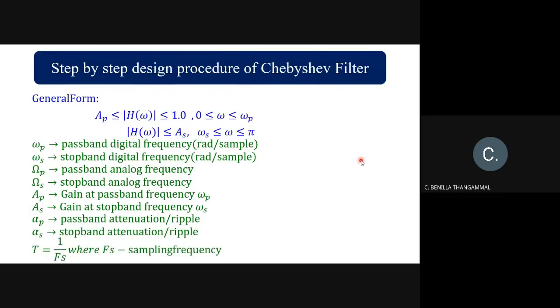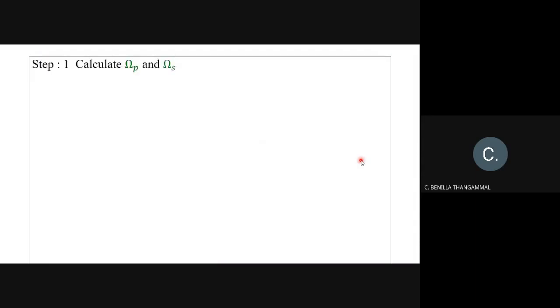And your T is obtained by 1 by Fs, where Fs is your sampling frequency. So the first step to design your Chebyshev filter is to calculate your Ωp and Ωs. Based upon the technique they ask you to use, we are going to have the formula. For the bilinear transformation, your Ω is obtained by 2 by T tan(ω by 2), and for the impulse invariant, it is going to be Ωp.